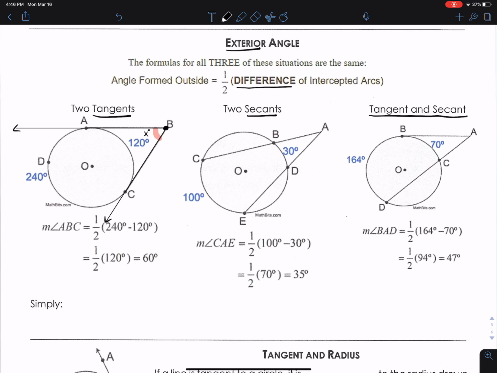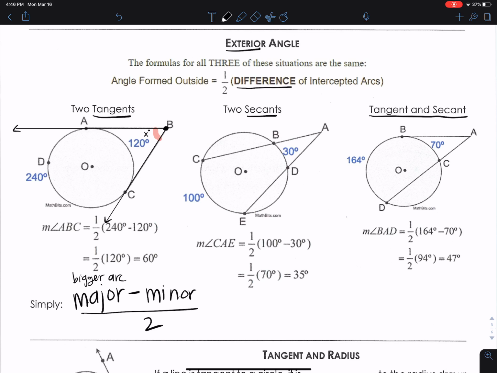So what we do when we have an exterior angle is we find the difference. If it's inside, we add them together. If the angle is formed outside, then we subtract. And what we subtract is the major minus the minor. And that's just what it sounds like. And then we divide that by 2. So major, this is the bigger arc, and then this would be the smaller arc. Major and minor, it makes sense.